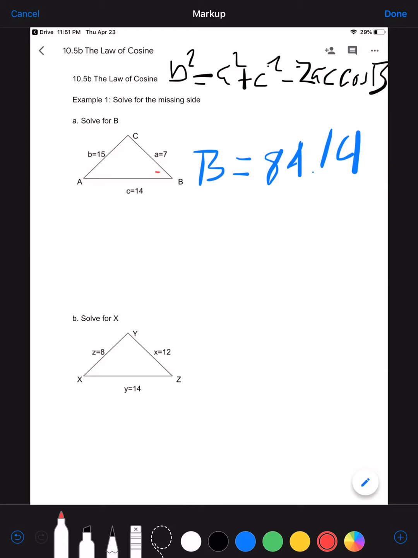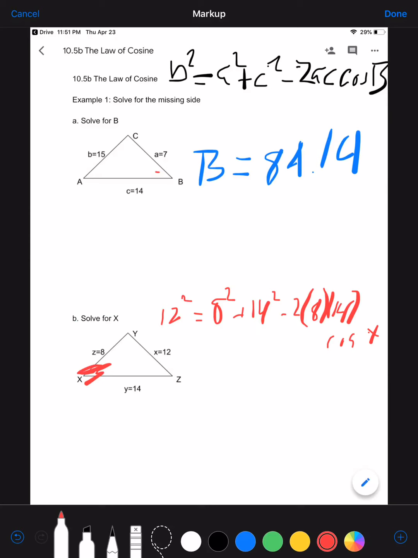Okay. So let's try the next one. So this time we're looking for angle X. So X is what we're going to put on the other side of the equal sign, right? So we're going to do 12 squared first is equal to, and then we can just plug in the other ones whichever way. So I'm going to do 8 squared plus 14 squared minus 2 times 8 times 14. I ran out of room, so I'm going to write the cosine X underneath. But just know it's supposed to go next to it.